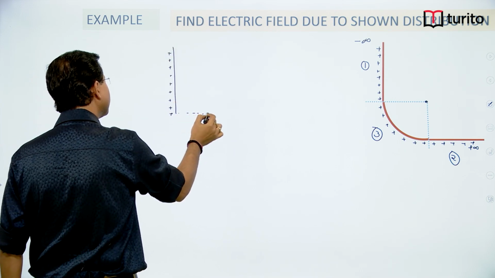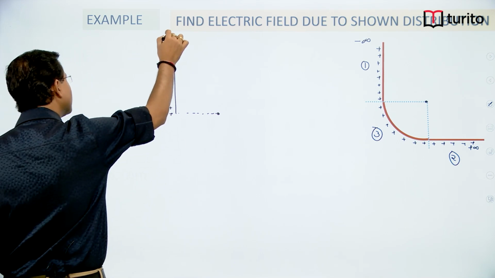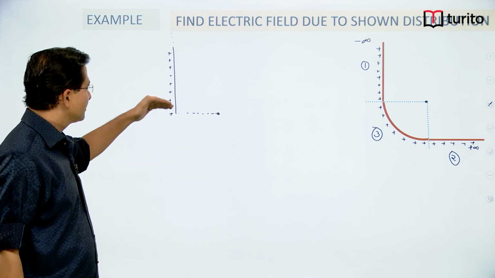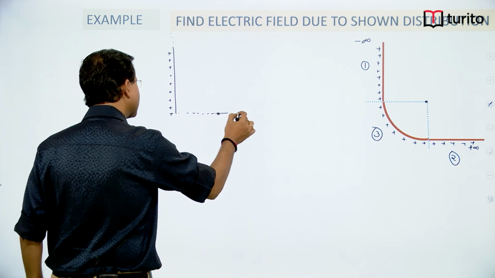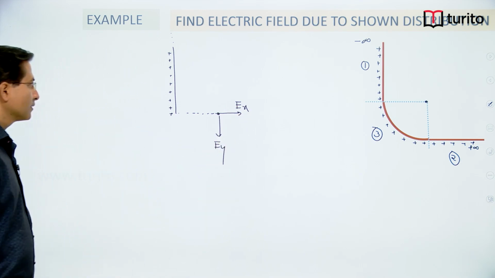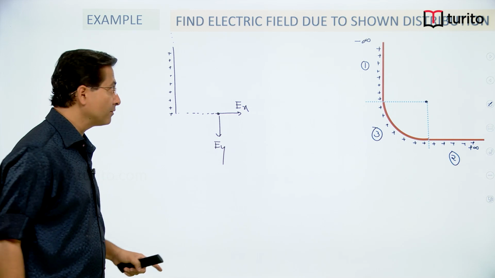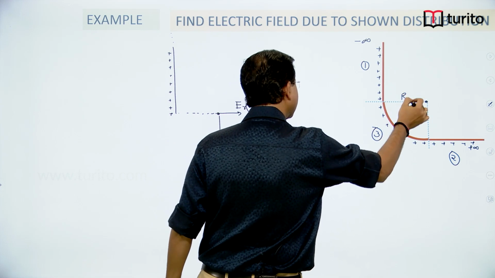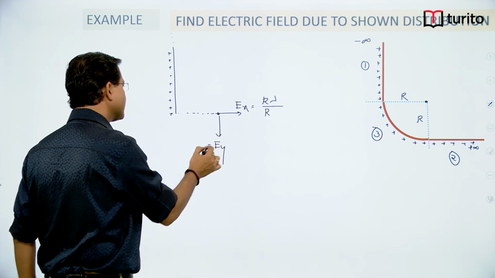This point, for this distribution, will have an x component as well as a y component of field. This is behaving as a semi-infinite wire, and because of a semi-infinite wire we have seen that there exists one x component and one y component, right, with values k lambda by the perpendicular distance. Let the radius of the circle be r. So k lambda by r, and here this will be k lambda by r.